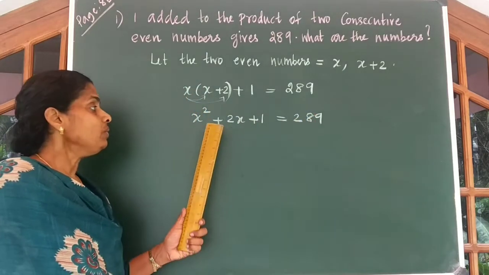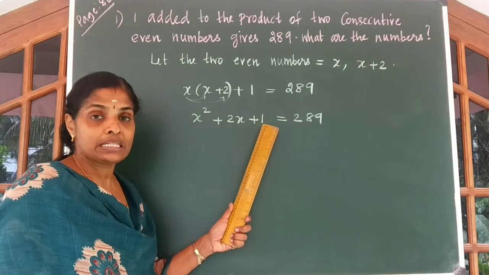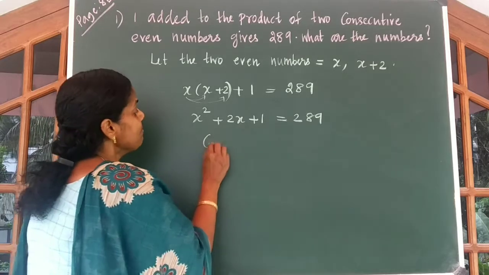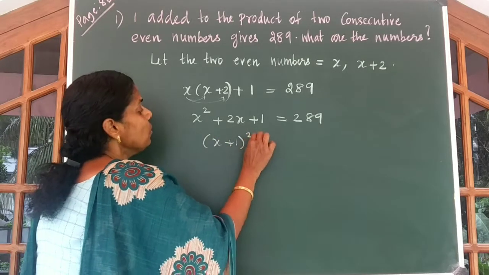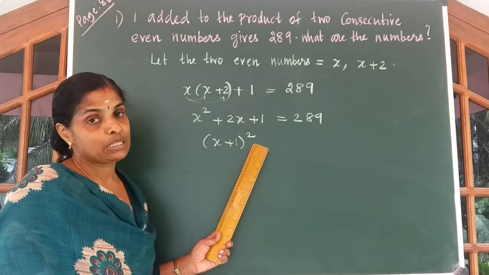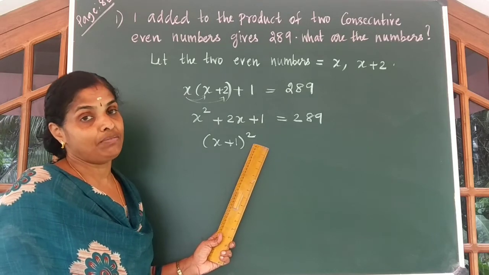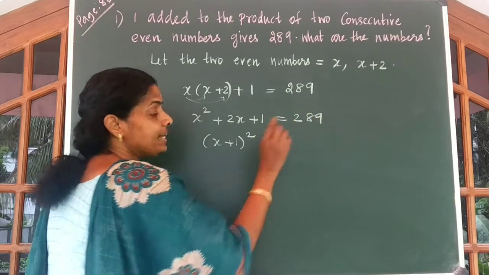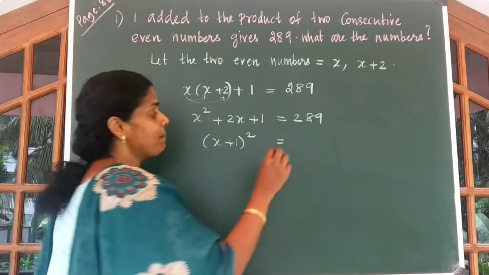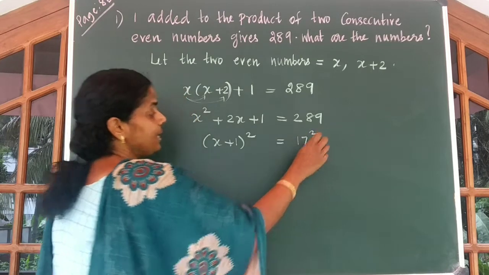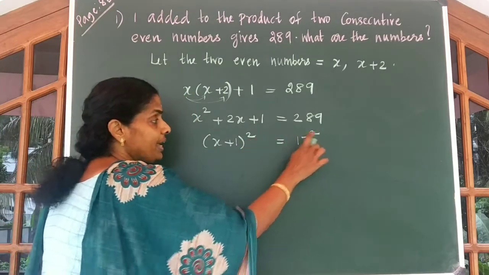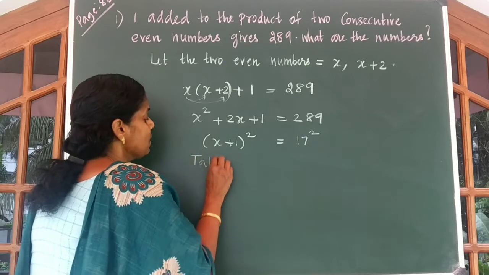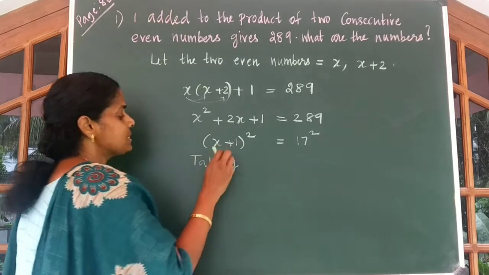289. Now, x square plus 2x plus 1 is nothing but the expansion of x plus 1 the whole square. This I have explained clearly in the second video. Please watch. This is equal to 289 is nothing but 17 square. Now you got square on both sides. So what we have to do? Let us take square root on both sides.